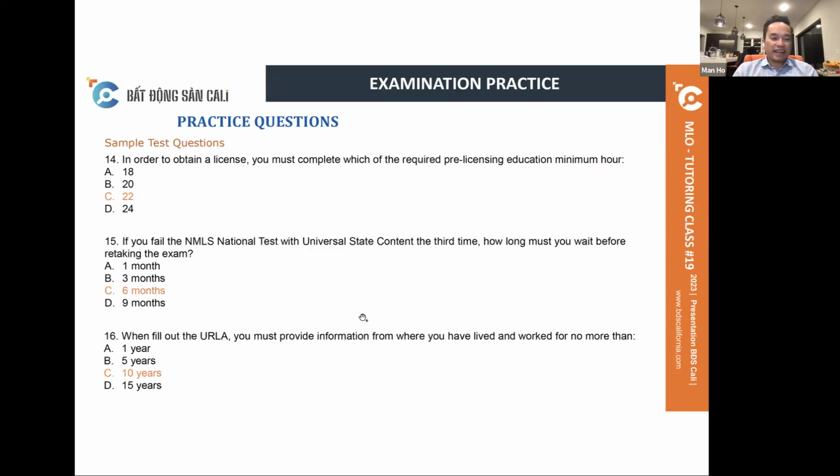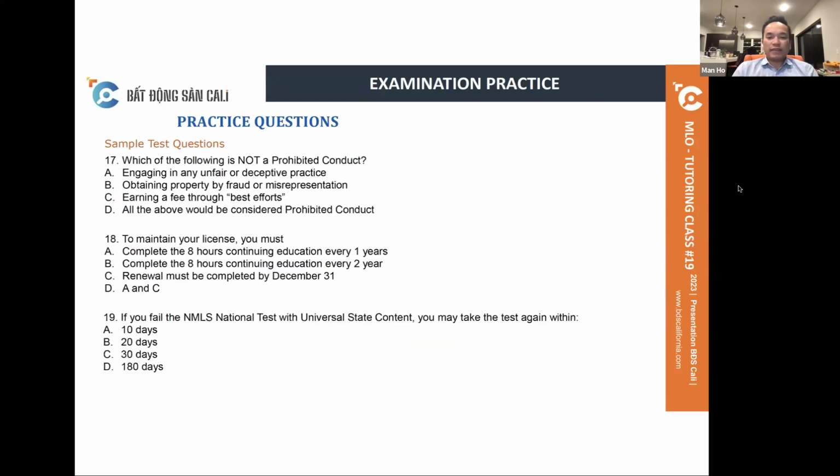For number 14, yeah. Okay, number 17. Which of the following is not a prohibited conduct? Not. Okay, I highlighted not. It's not prohibited. Meaning that out of these four, there are three that are actually prohibited, right? There's one that's not prohibited.